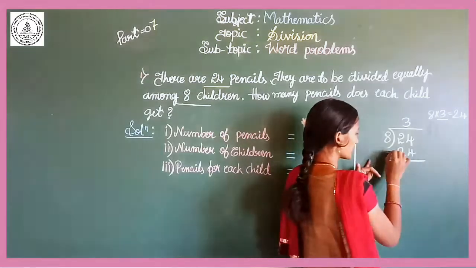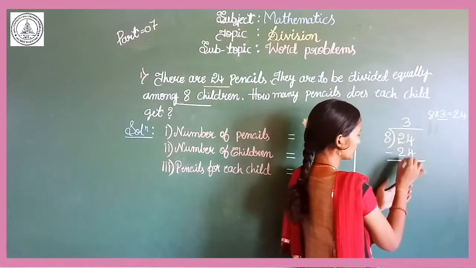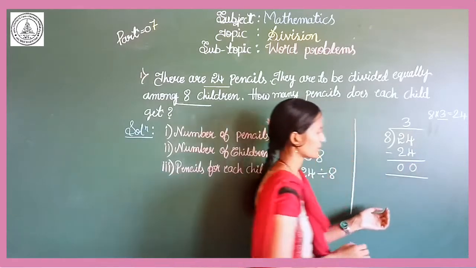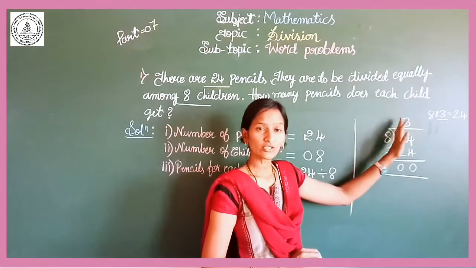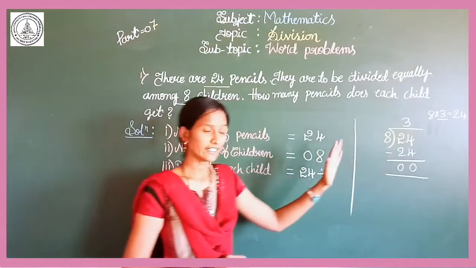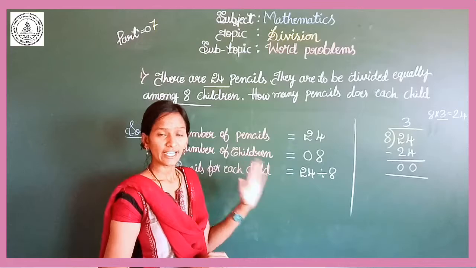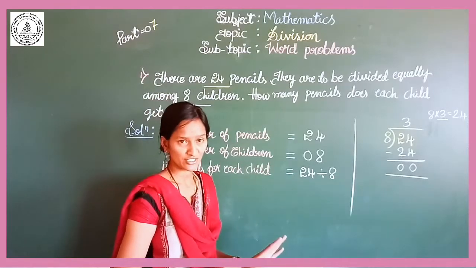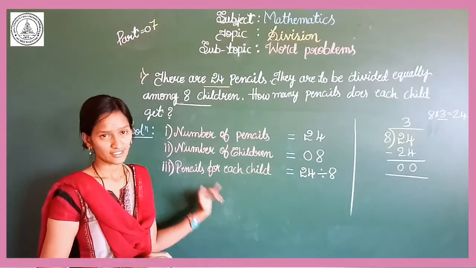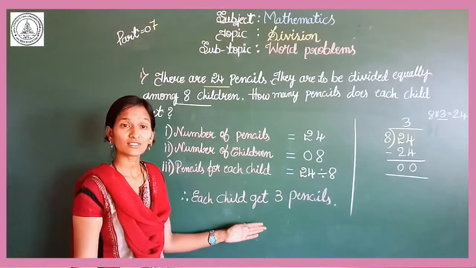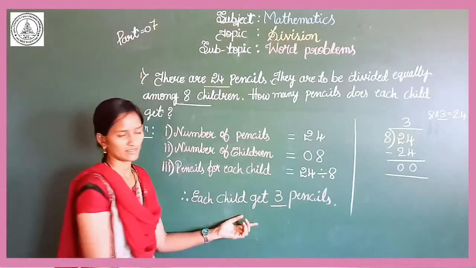Right? Next you have to subtract these two numbers. See, 4 minus 4 is 0. 2 minus 2 is 0. So what is our quotient here? 3. So the remainder is 0. What does this 3 indicate? This 3 indicates the pencils for each child. So here each child gets 3 pencils. Right? After this, write down this conclusion statement. Students, this is the conclusion statement. See here. Each child gets 3 pencils.